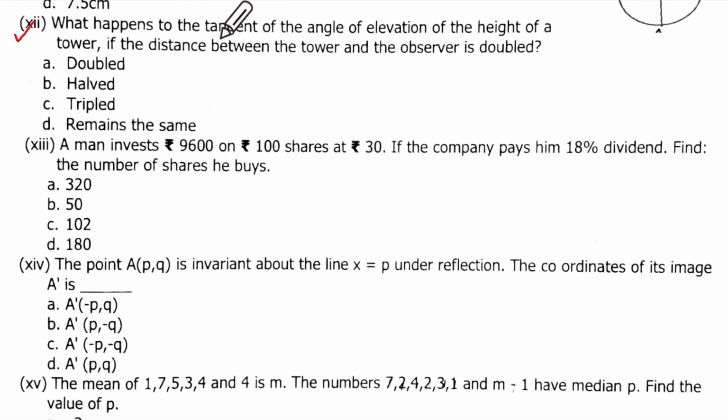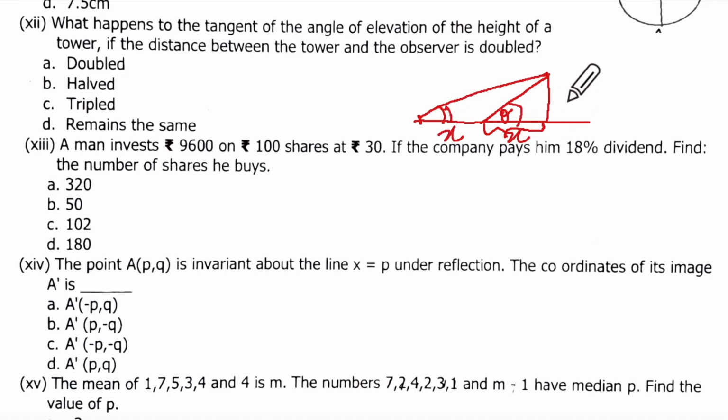What happens to the tangent of the angle of elevation of the height of a tower if the distance between the tower and the observer is doubled? So if I'm talking about the tangent of the elevation, let us say this is theta. What happens to tan theta if this distance is doubled? Let us call this x and x. The height is going to remain the same. Let's call this m.